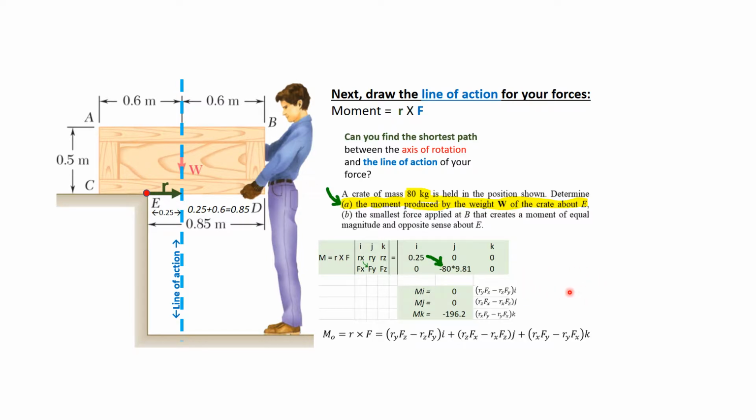We have to multiply it by gravity to turn mass into a force, and when we do this cross product, we get 0.25 times negative 80 minus 0, and this is rotating in the K direction. It's actually in the negative K direction if it's going clockwise. So if it was a screw, you'd be screwing it into the board. It's going negative, back into the board.